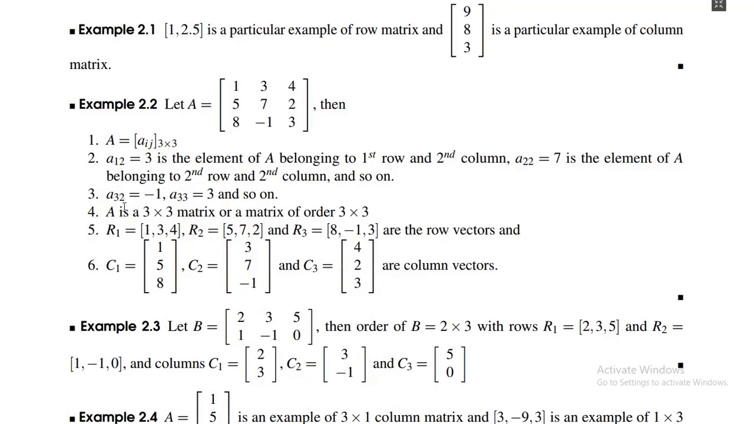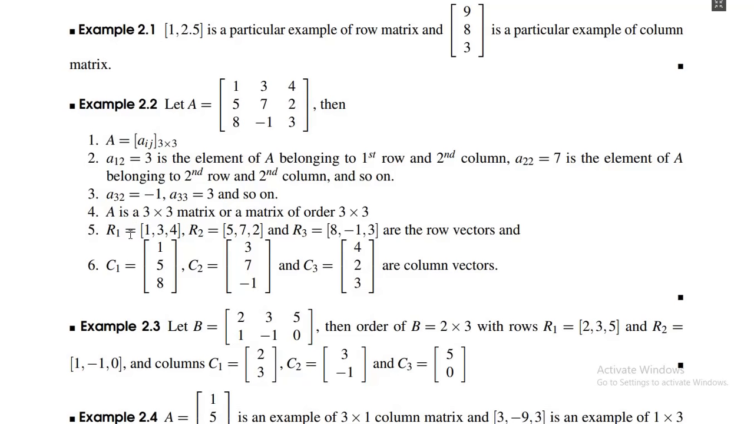And A32 is minus 1, because row 3 and column 2 gives minus 1, and A33 is the number in the third row and third column, which is 3. And we said that this matrix A is a 3 by 3 matrix, or a matrix of order 3 by 3, or a matrix of size 3 by 3, or a matrix of dimension 3.